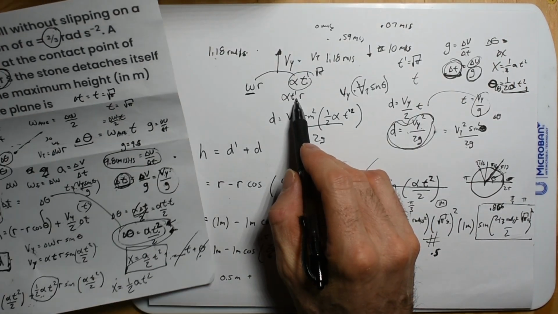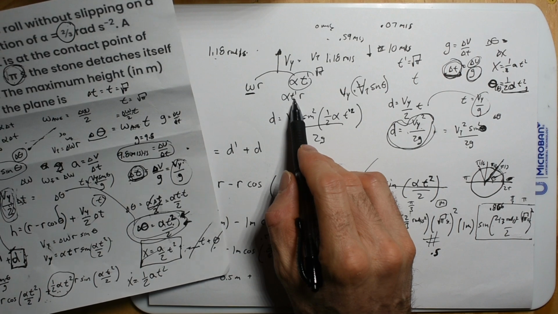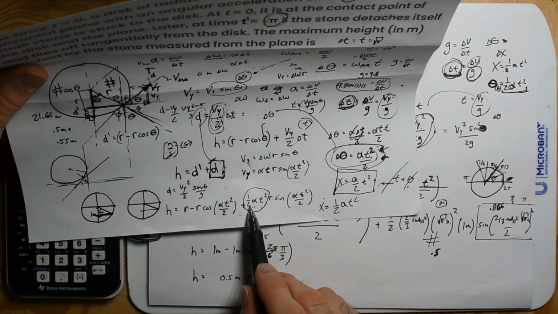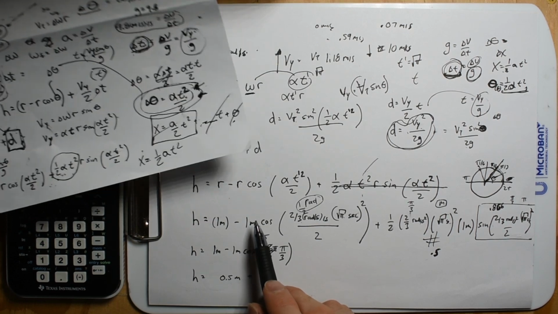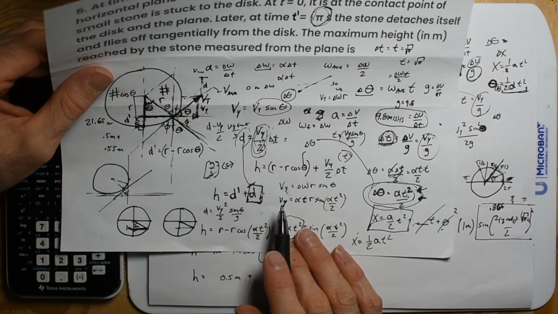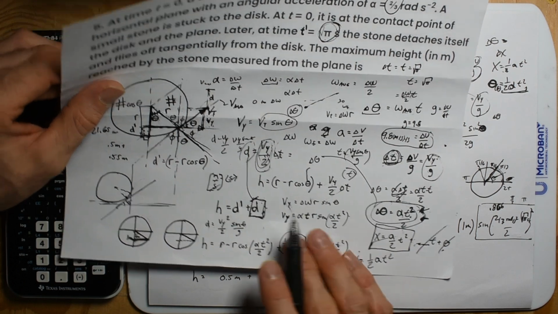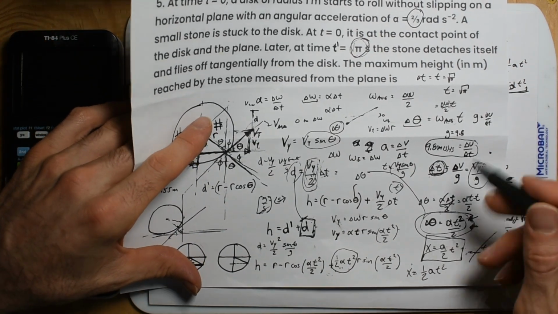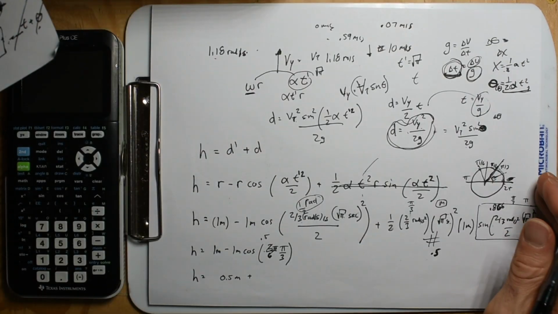Alpha t prime r. Well, let's look for that one. Yeah, we're getting a little bit sloppy here.